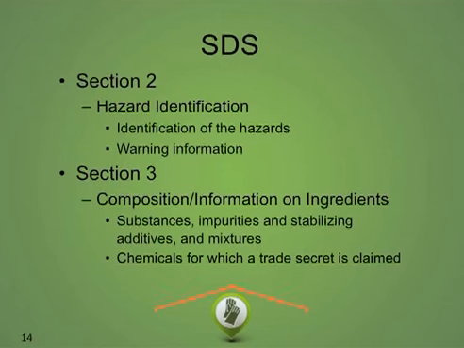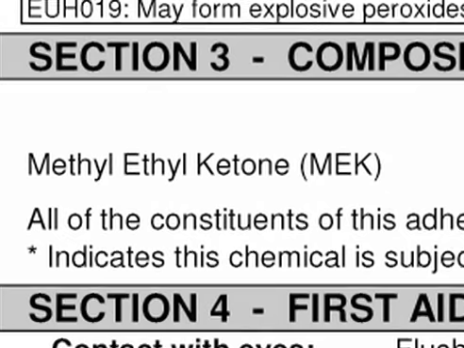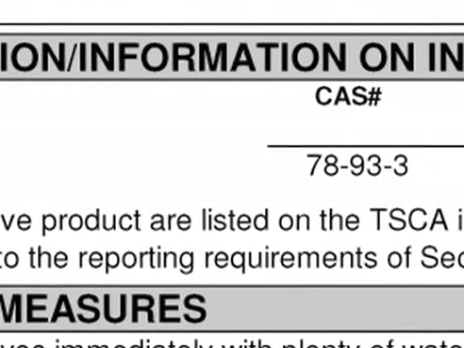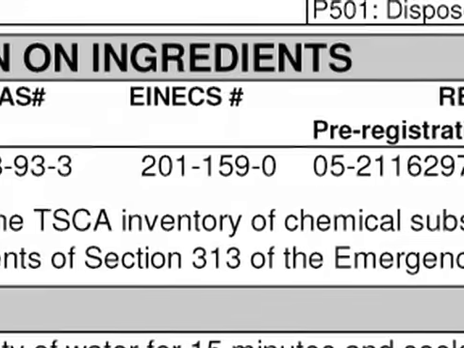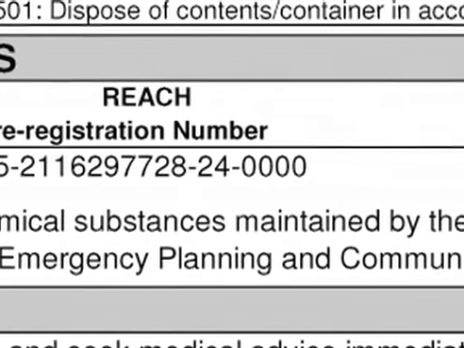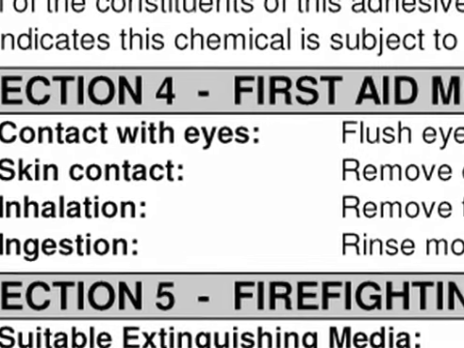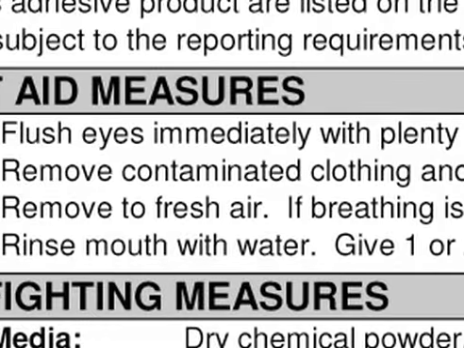Section 3, composition information on ingredients, provides information on the chemical ingredients such as the substances, impurities, stabilizing additives and mixtures, as well as any other chemicals for which a trade secret is claimed. The fourth section, first aid measures, includes information on symptoms and effects, acute, delayed, and otherwise required treatment, as well as a description for initial care for exposure.